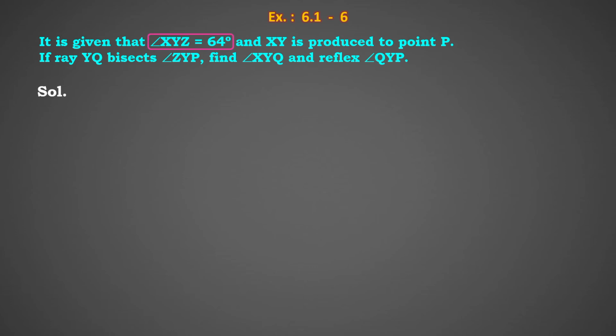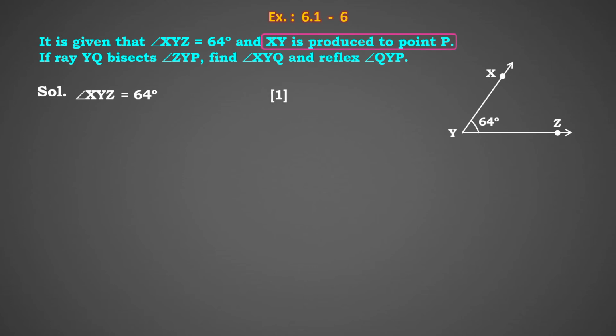Angle XYZ is given as 64 degree. So let us draw the angle XYZ. So angle XYZ equal to 64 degree. That is equation number 1. Now XY is produced to point P. Ray YQ bisects angle ZYP.